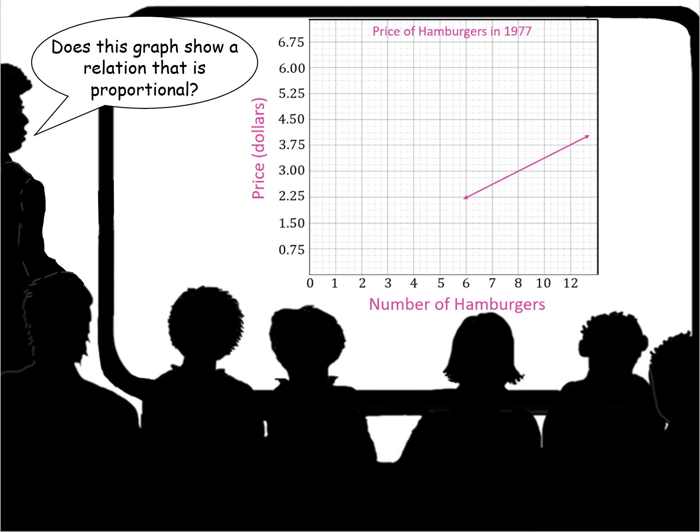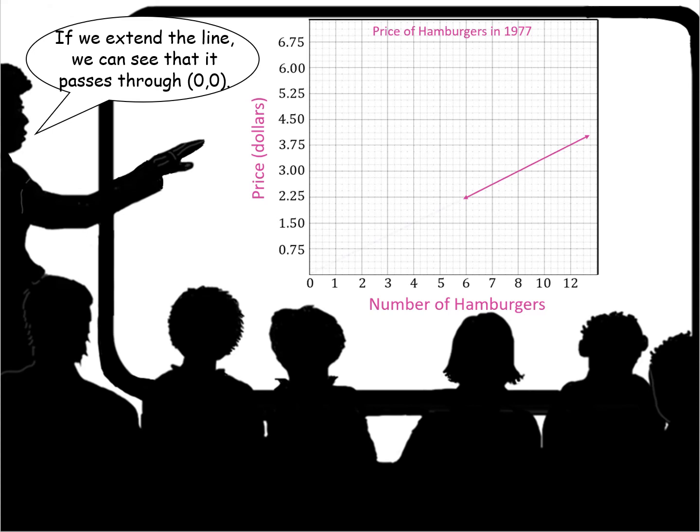Does this graph show a relation that is proportional? What you see is a line that's plotted on this graph, but it doesn't appear to pass through the origin 0, 0, does it? That would have been my first thought too. Well, if we extend the line, because remember a line extends in both directions infinitely, we can see that it passes through 0, 0. So that would indicate that there is a proportional relationship.